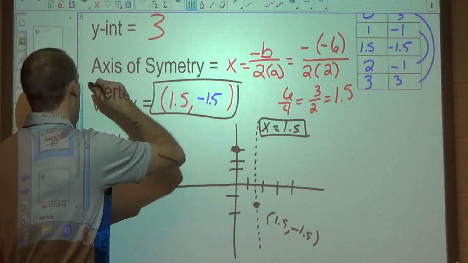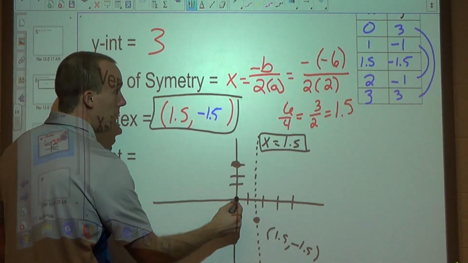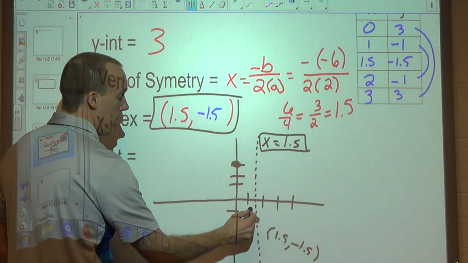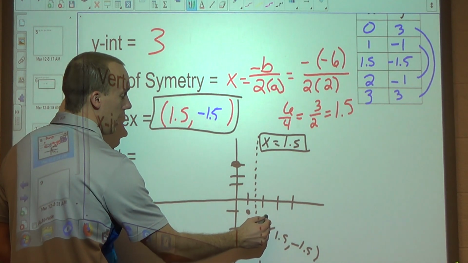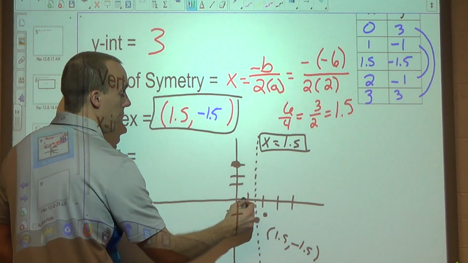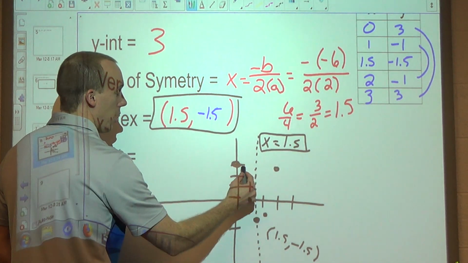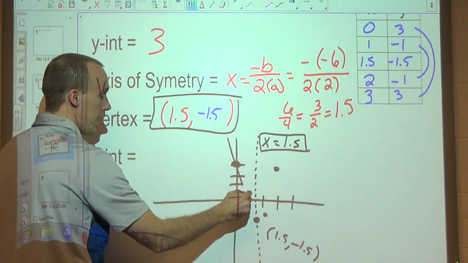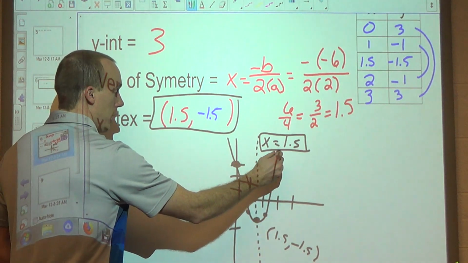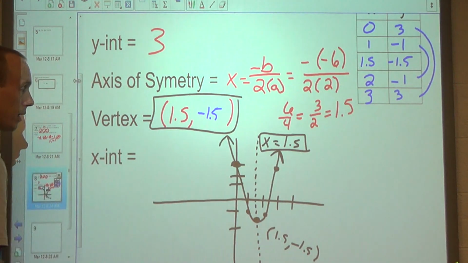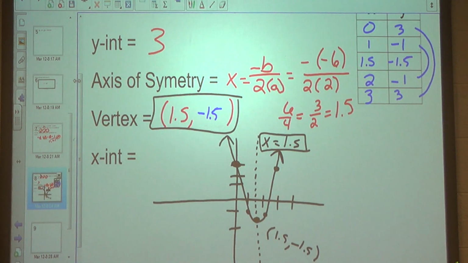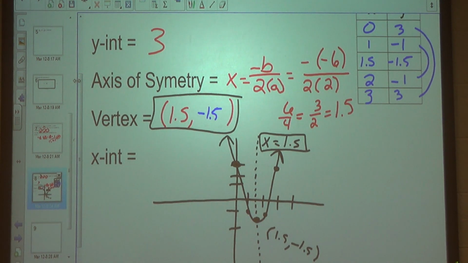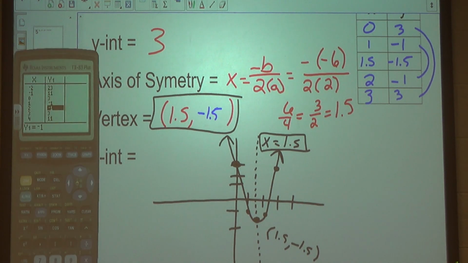And then I can plot all my other points from my table over there. So 1, -1, 2, -1, and then if I go over 3, it's up 3. And aren't these symmetric, same distance here to here? Okay, yep, and then I can just connect them. Now, can I find the exact value right now of those using my calculator? And we can. So everyone go to your calculator and go to y equals and make sure that equation is in there.